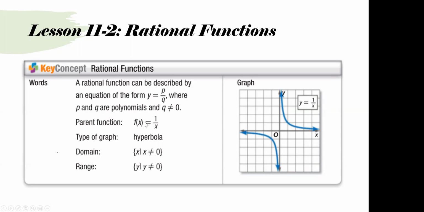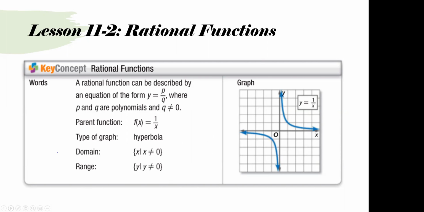Okay, so the parent function is when f of x is equal to 1 over x, and this is what that graph looks like. Our asymptotes here are at the x-axis, when y is 0, and also the y-axis. This type of graph is a hyperbola. And here the domain is when x is not equal to 0, and the range is when y is not equal to 0.